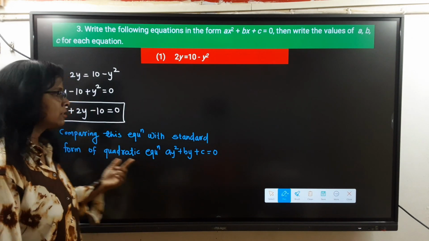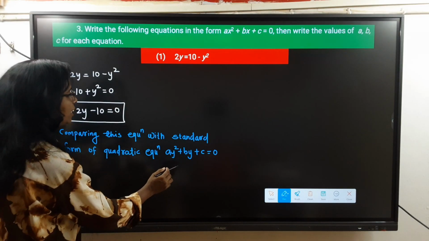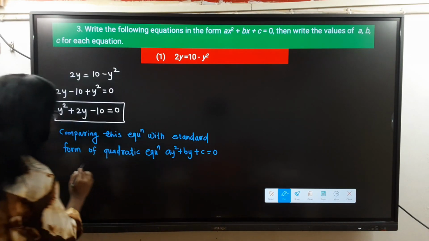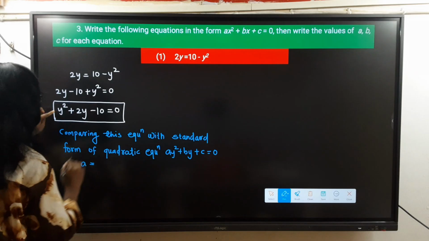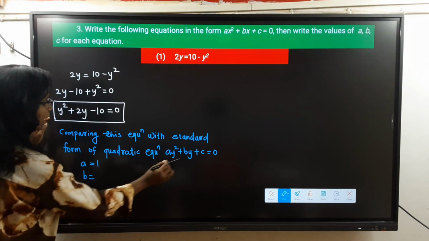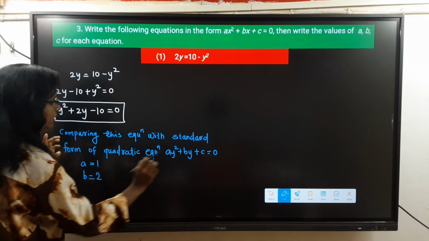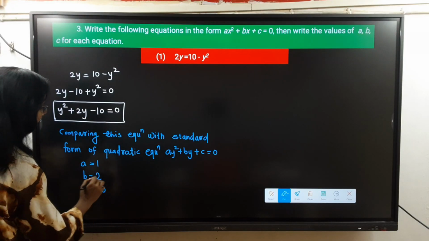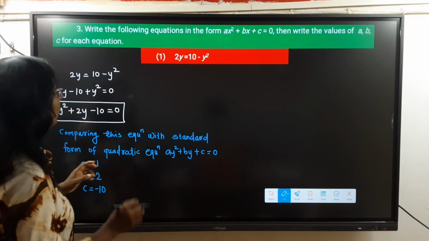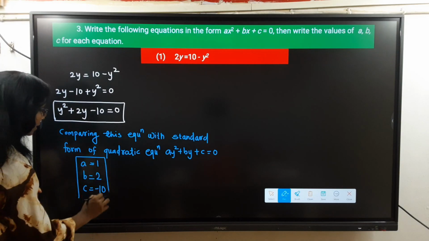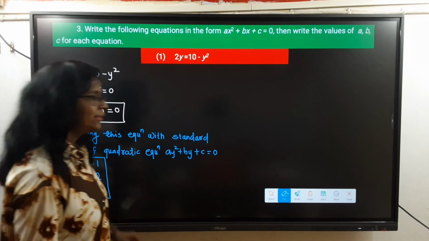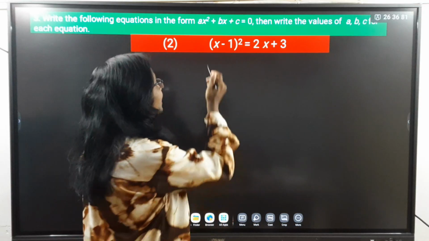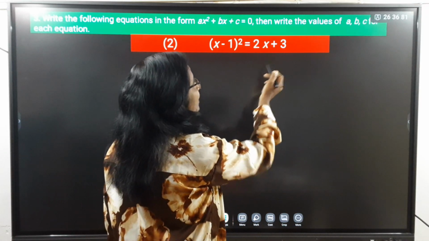So now here students, we compare these two equations. So here we say that a is equal to, at the place of a, here it's 1. At the place of b, see here, at the place of b, here is 2. So I write b is equal to 2. At the place of c, there is minus 10. So a is equal to 1, b is equal to 2, c is equal to minus 10. So such values are there. Okay, students? Then second example, x minus 1 whole bracket square is equal to 2x plus 3.